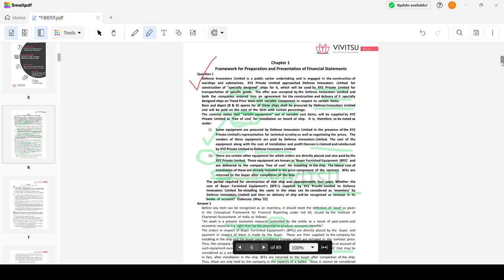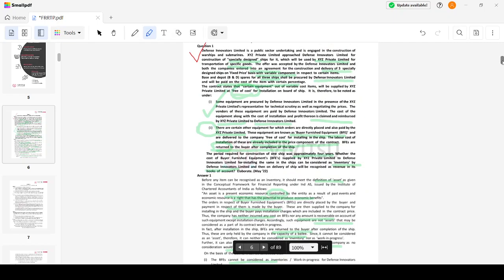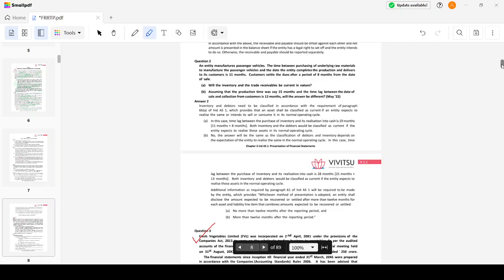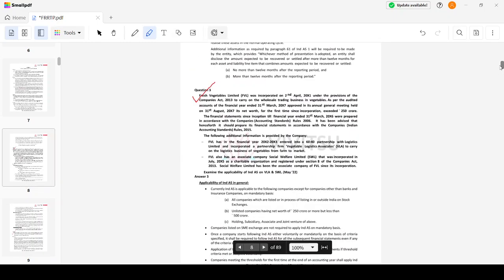So like this, we will discuss only the important sums, so that the other point of time saving is also considered, right? Not every question can be discussed. So the next question is here.